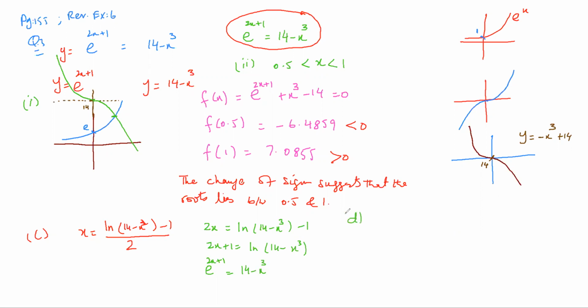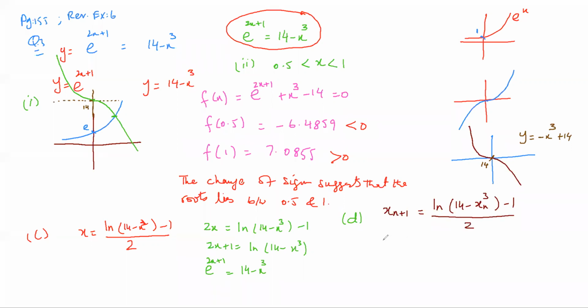The last part will obviously be iteration. It says use an iteration process based on part C to find this root, giving each iteration correct to 6 decimal places. So what will be my iterative formula here? I'll be adding the symbols to the C part. So I'll write x n plus 1 equal to ln of 14 minus x n cubed, minus 1, whole over 2.